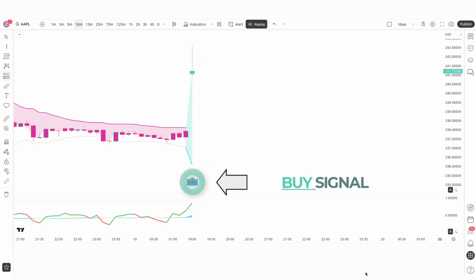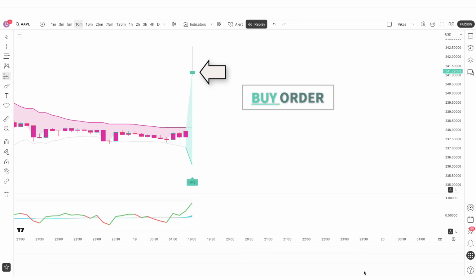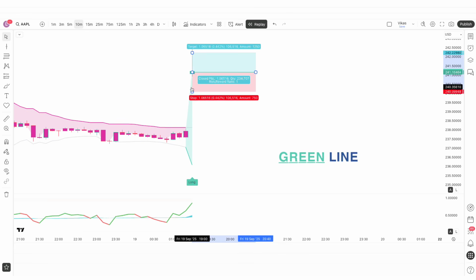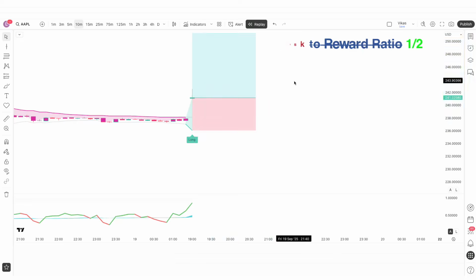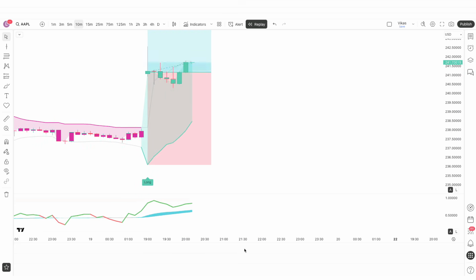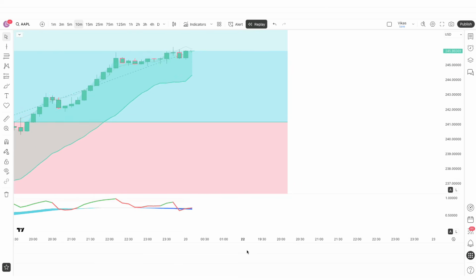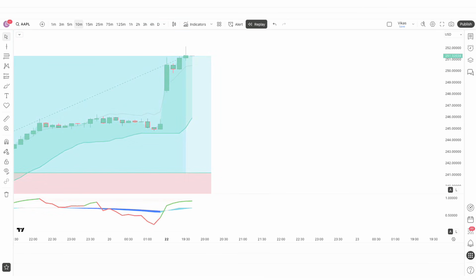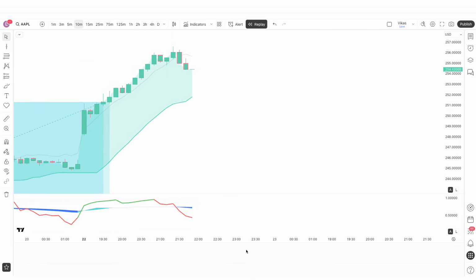When the trend following volatility trail indicator gives us a buy signal, the green line of adaptive RSI should be above the cyan line, and the market should form a bullish candle. If this condition is fulfilled, then we will place a buy order. Our stop loss should be at the green line, and the risk to reward ratio will be 1:2. The market has completely hit the target. I hope you have understood this trading strategy.